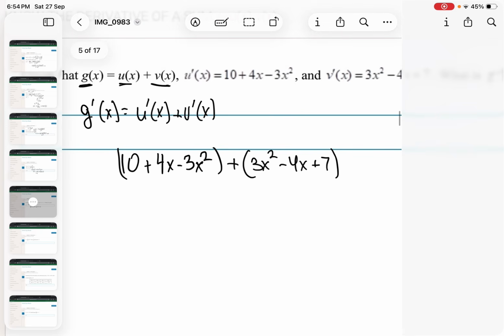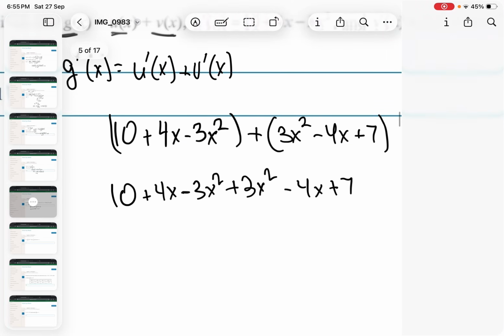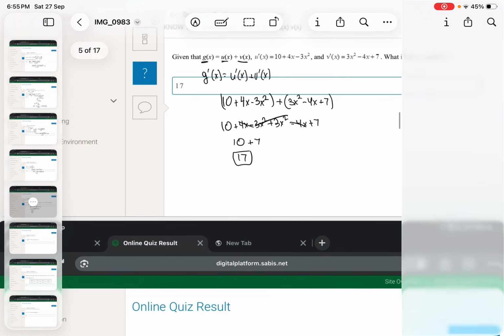So now we add it all, so it will be 10 plus 4x minus 3x squared plus 3x squared minus 4x plus 7. So minus 3x squared plus 3x squared is gone. 4x minus 4x is gone. So the rest will be 10 plus 7, which is equal to 17. And that's question number 5.